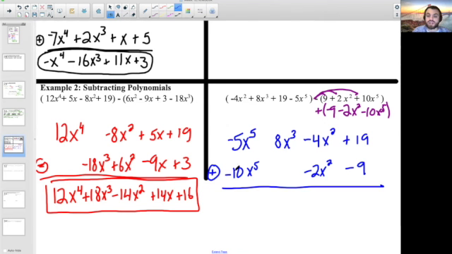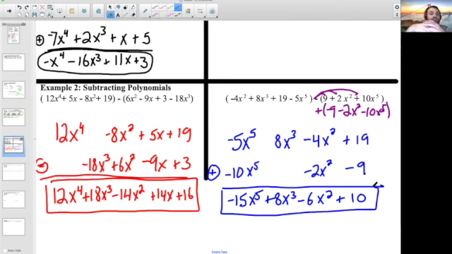So down the columns, negative 5 minus 10, negative 15x to the fifth. 8 plus 0 remains 8. Negative 4 plus negative 2, that's negative 6. 19 plus negative 9, that is positive 10. Okay, so again, the two strategies for subtracting: using the column method with a careful rearrangement to avoid any concerns over like terms not being correctly combined. And the second method is to turn it into an addition problem, in which case you can use one of the strategies that we've already discussed.